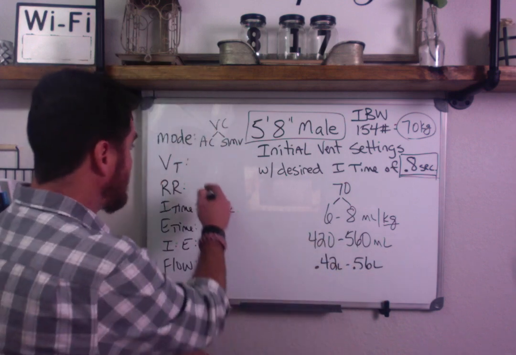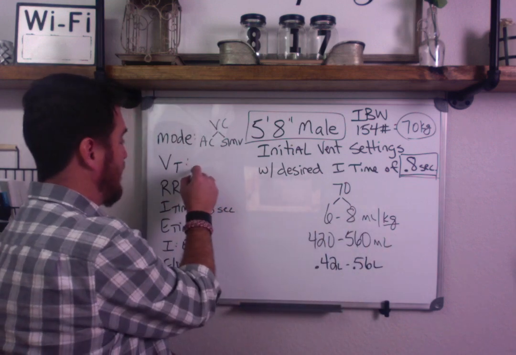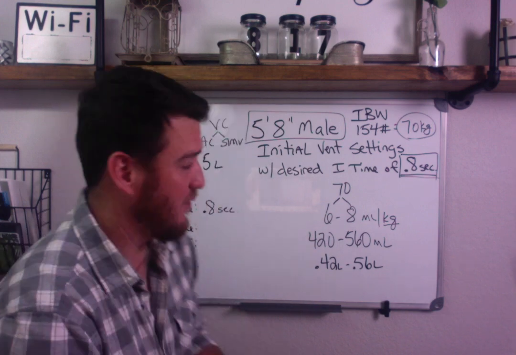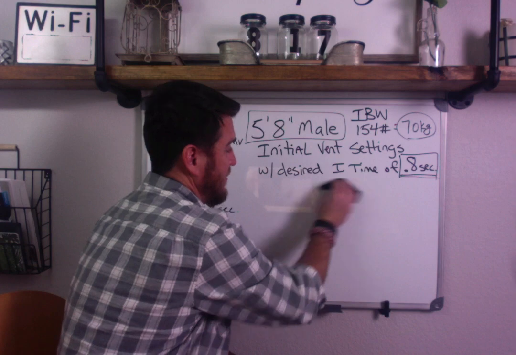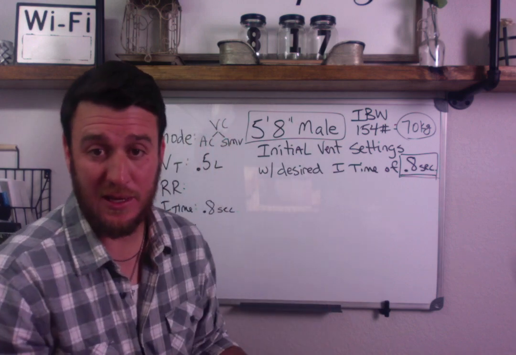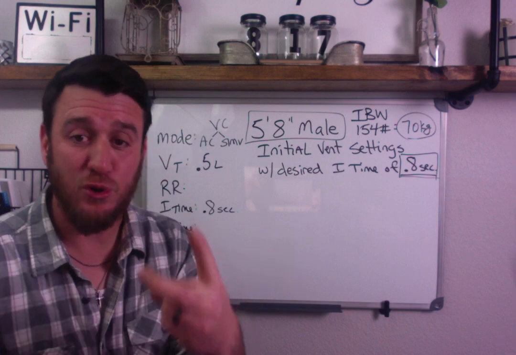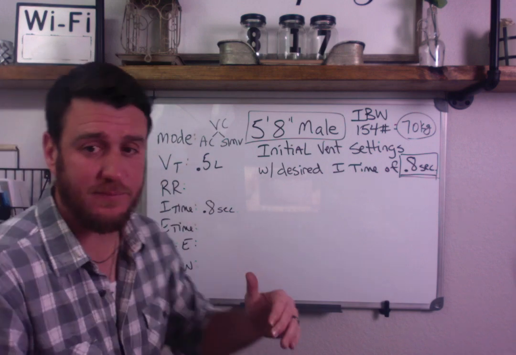So we come up here and let's just go right smack in the middle. Let's just go with 0.5 liters. That's what we're going to set for our tidal volume. Okay, now I'm going to erase this because we need this space. So what I want you to understand now is we have two numbers. Now we have tidal volume and I time.